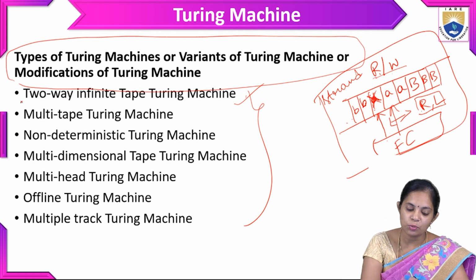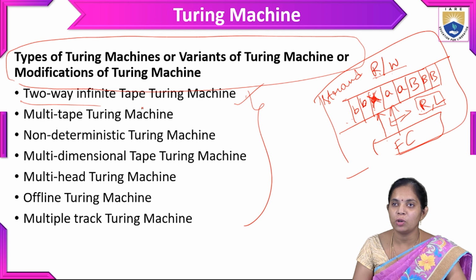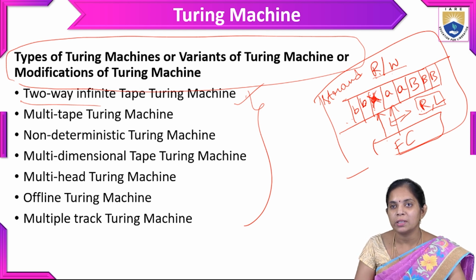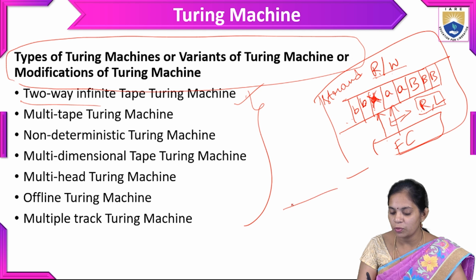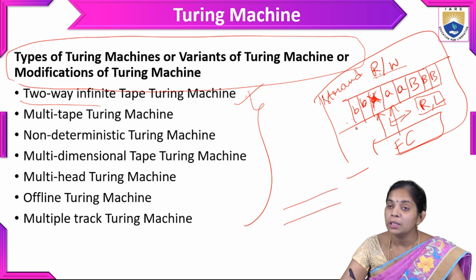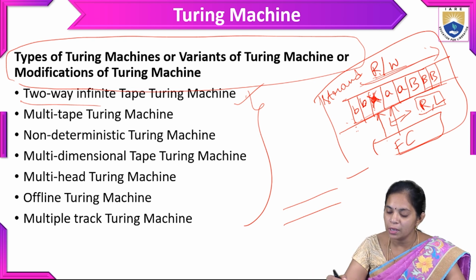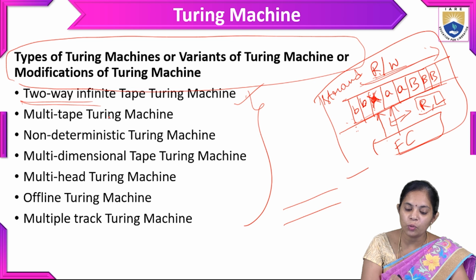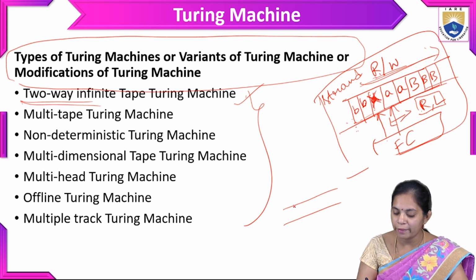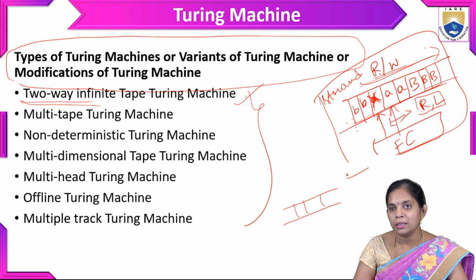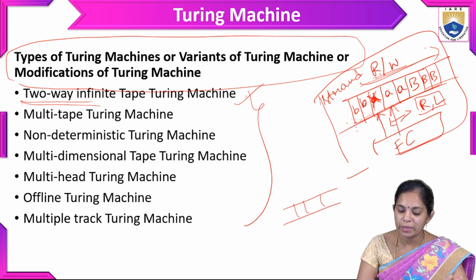The first one is the two-way infinite tape Turing machine. In the standardized Turing machine, on the infinite tape we are moving in this direction, moving either left or right, but we are only concentrating on the right-hand side part of the Turing tape. But when we say two-way infinite tape, we can also have both sides, left side and right side. We will discuss this.